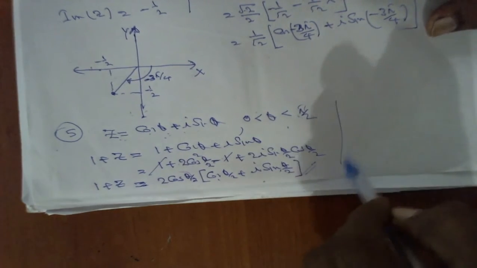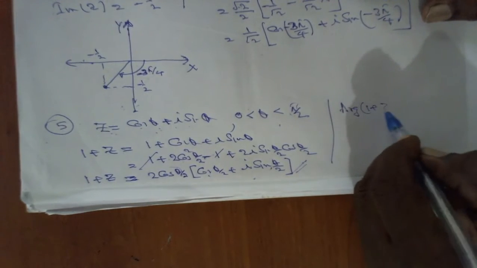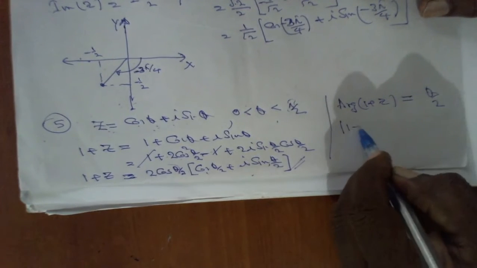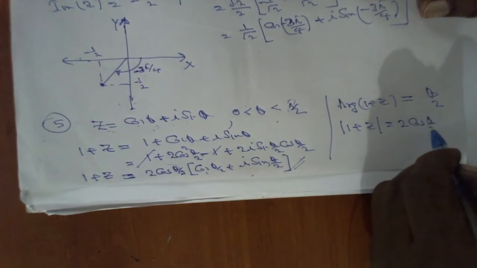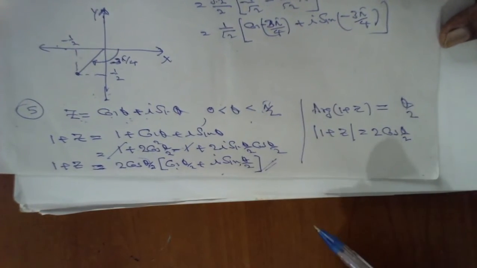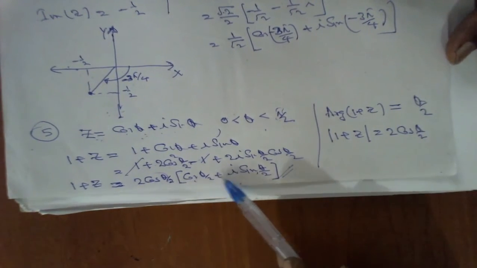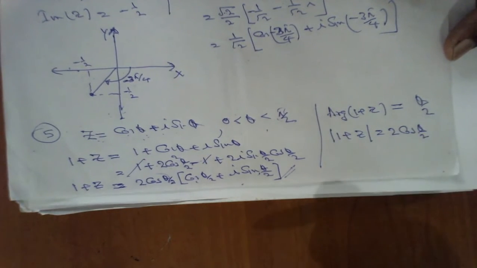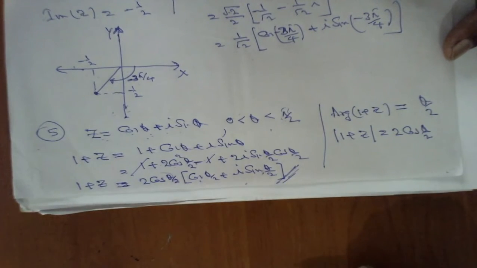Therefore, what is the argument? Arg of 1 plus g equals theta by 2. Mod of 1 plus g equals 2 cos theta by 2. Argument is theta by 2, and modulus of 1 plus g is 2 cos theta by 2. So this is the polar form of 1 plus g. Very simple. Right? Okay.